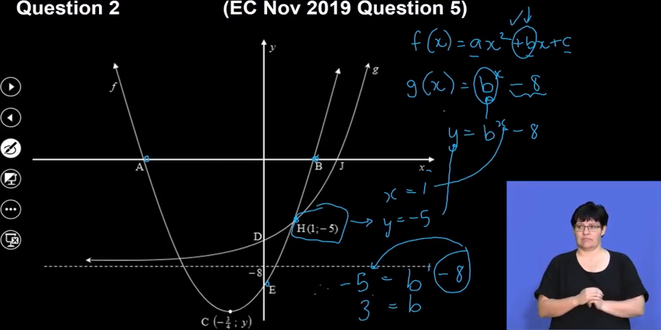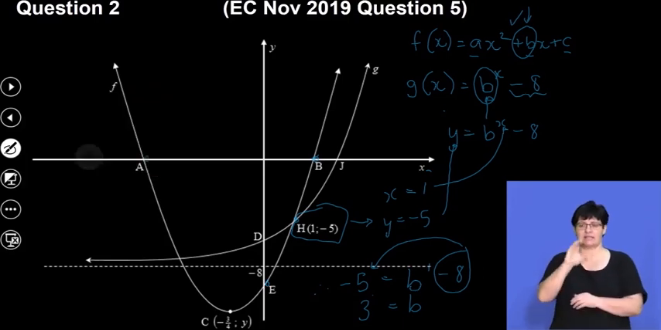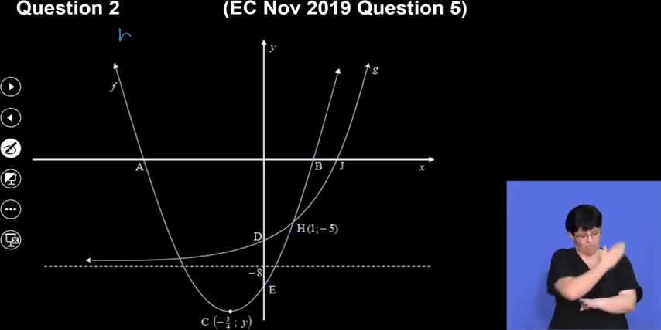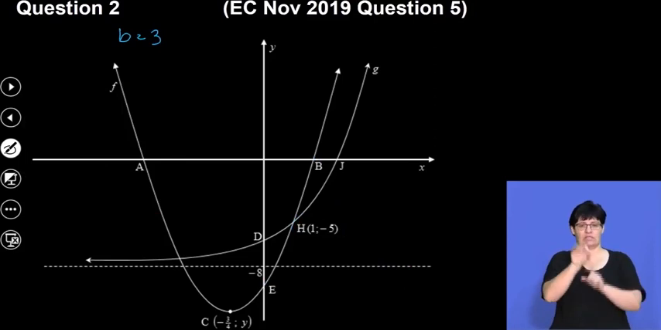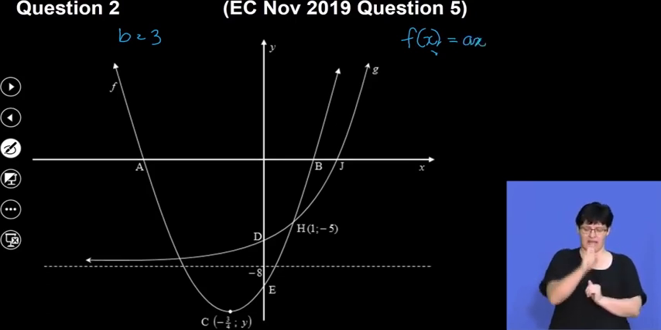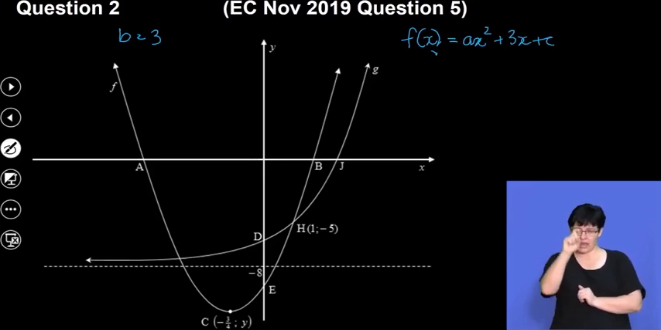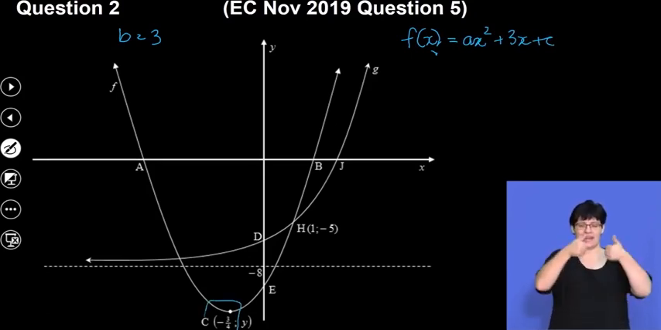Okay, so I found the value of b, and I can now move my attention to both the a and the c. Okay, so I'm just going to delete that and write up here that b was equal to 3. So I can now change my equation slightly. I've got f of x is equal to ax squared plus 3x plus c. So I'm getting there.